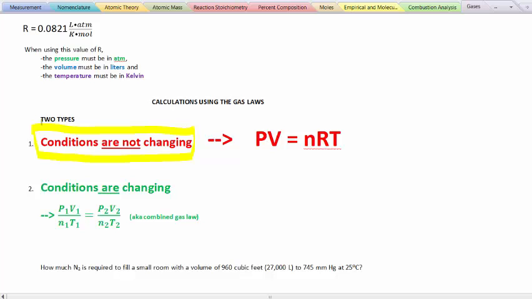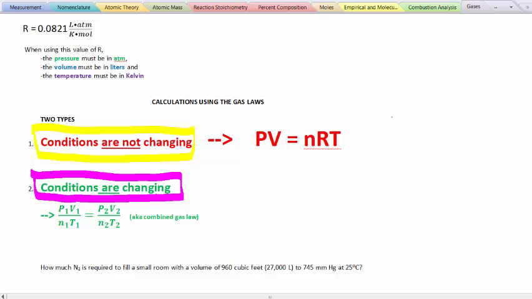And so if you check out my other video, I do one specifically on calculations with the ideal gas law. But in this video, I'm going to focus on the situation where we have conditions that are changing. And you could memorize all the different gas laws and then apply them to whichever situation works with the problem that you're looking at. But there is kind of an easier way to do that.